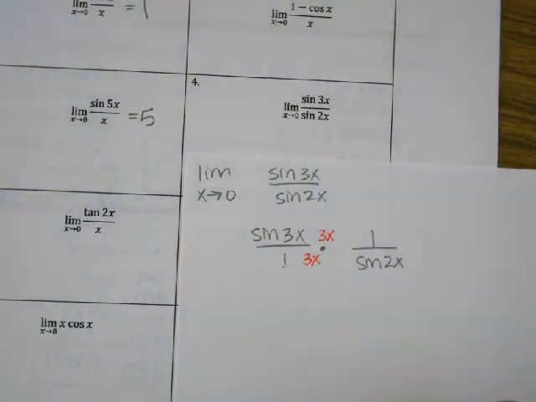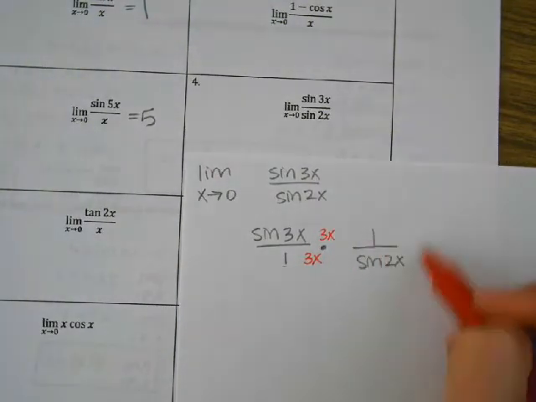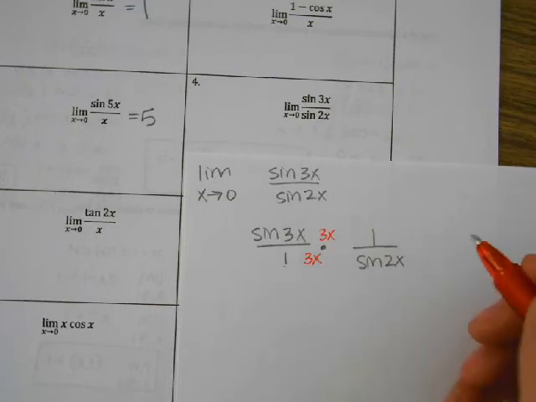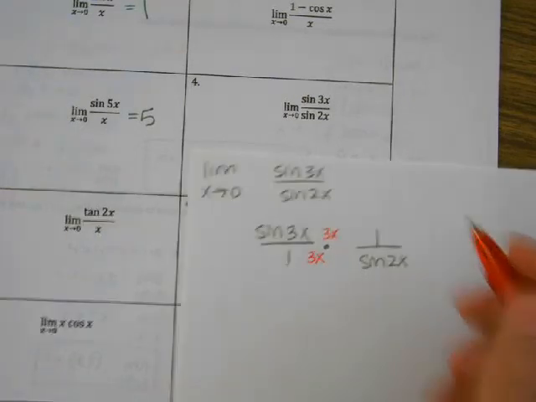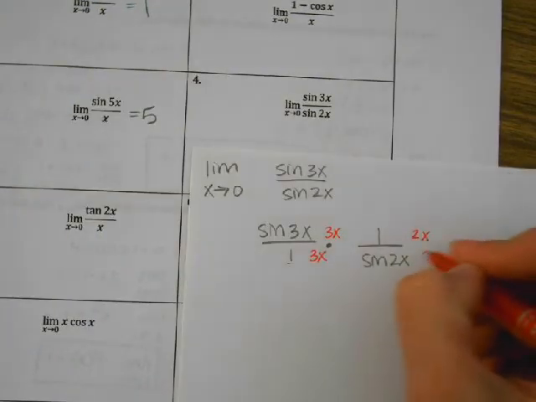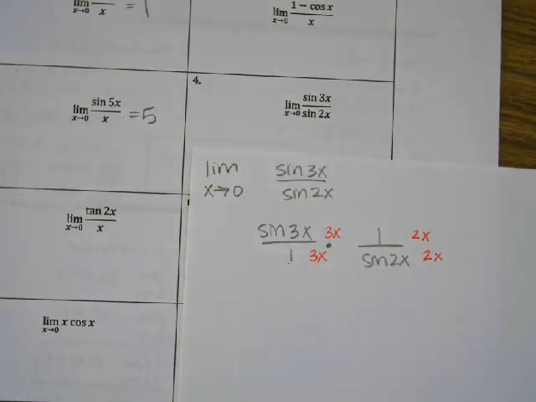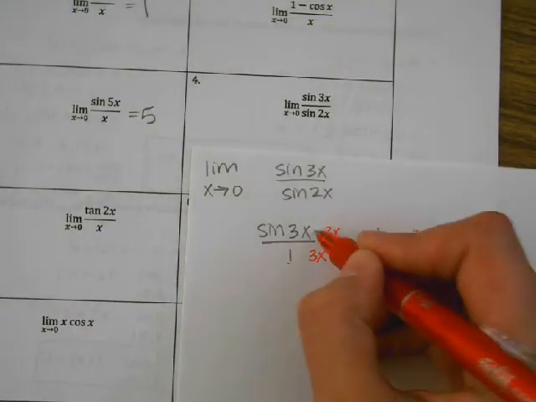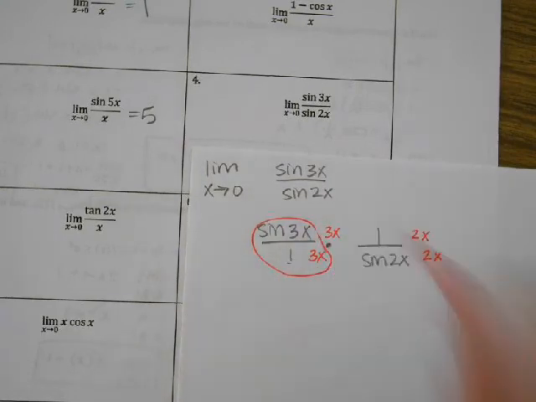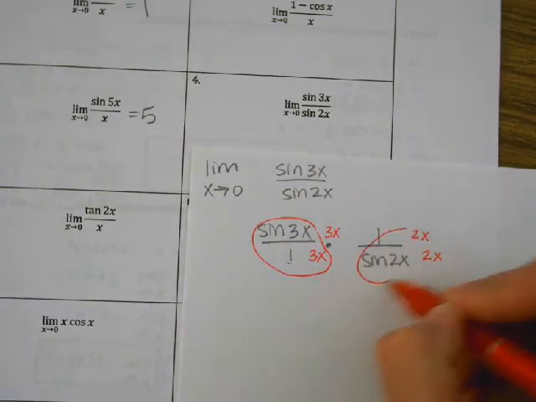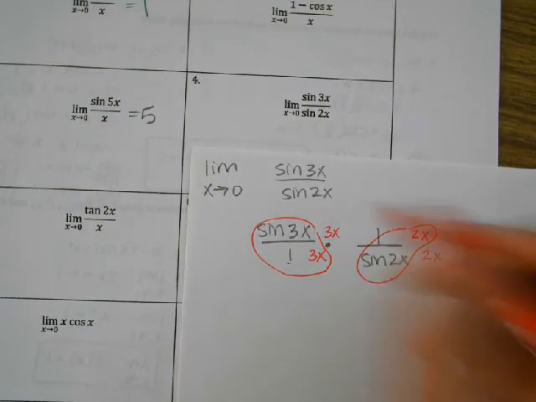Okay? What would make this one over here become a limit of 1? A 2x would, right? So I'm going to multiply the top by 2x, I'm going to multiply the bottom by 2x. Does that make sense? Okay. Go. So if you look at this, do you guys see how this part right here would be 1? Yep. And do you see how this part right here would be 1? So those are each 1.